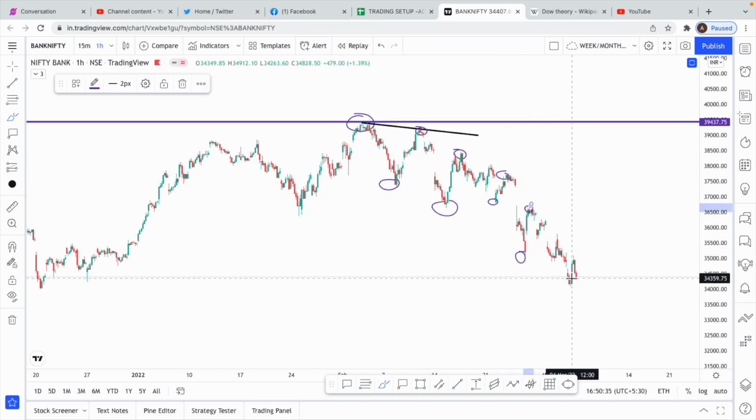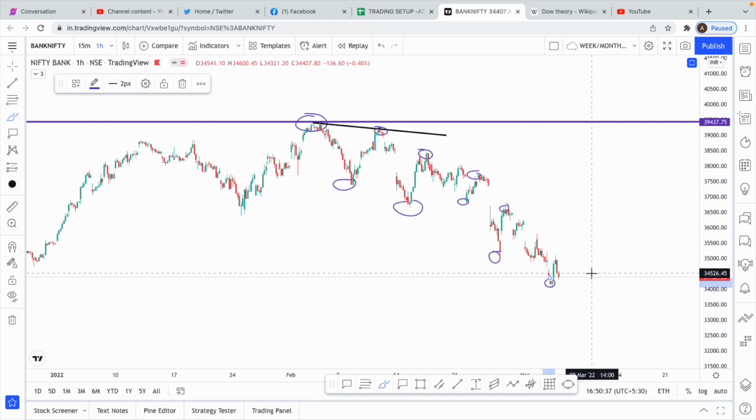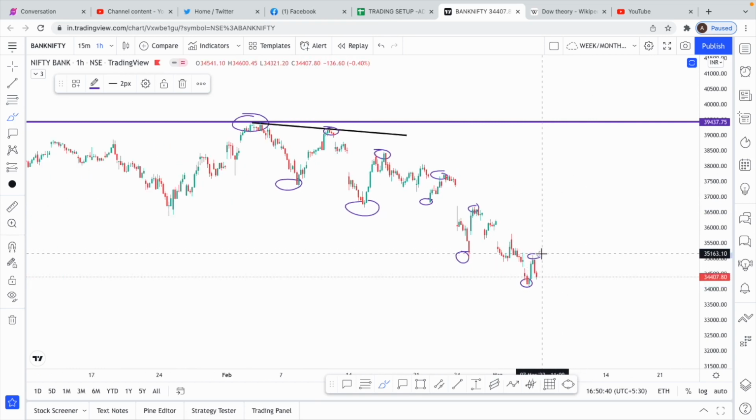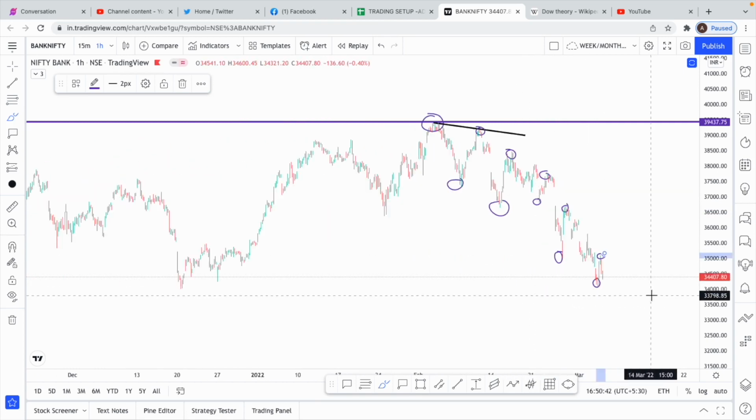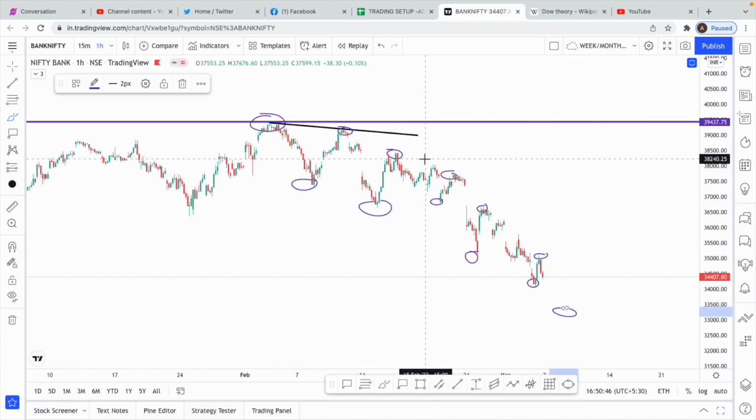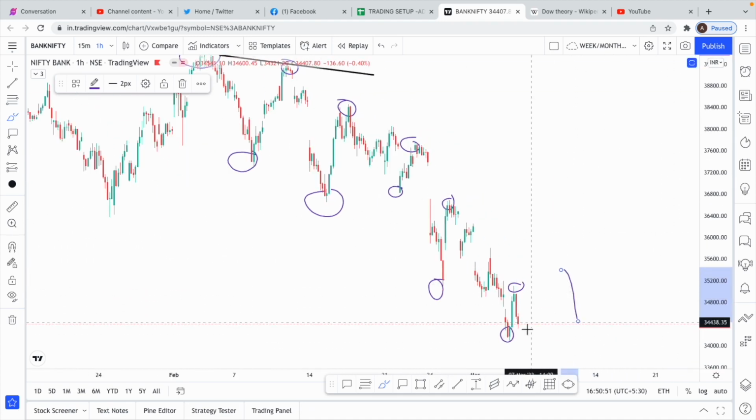Again now we have made a lower low, and it looks like we have made a lower high. And if this low breaks, we could make a new lower low again. So this way you will be able to identify the trend in the market. But say if this low doesn't break, right?